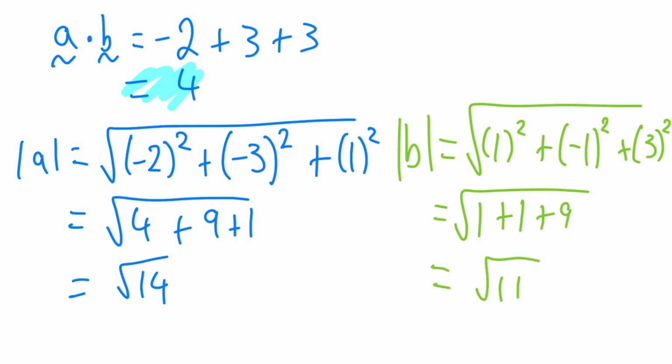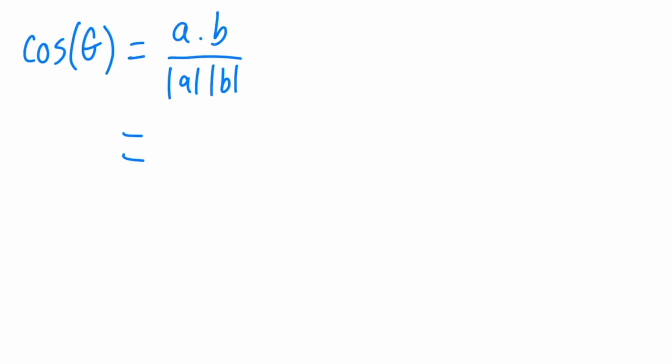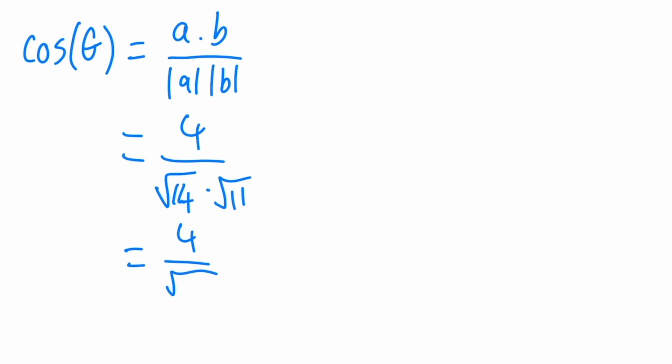So I found A dot B, I found the magnitude of A, I found the magnitude of B. I'm going to put all of these numbers back into my formula. So A dot B was 4, the magnitude of A was the square root of 14, and the magnitude of B was the square root of 11. This is going to be 4 over the square root of 154. And 4 over the square root of 154 is a bit of a weird number, so I'm going to be needing to use my calculator here to find theta.